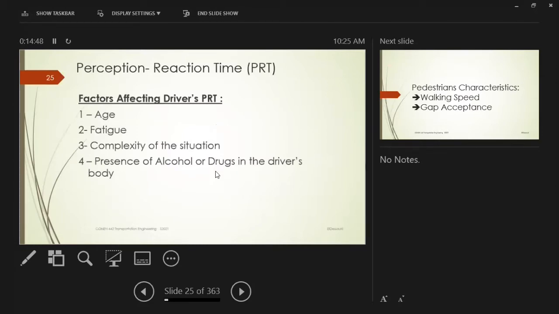Okay, now perception reaction time. What are the factors that affect the value of perception reaction time? First, age. Second, fatigue. If the driver is tired or has not been sleeping and is driving for a long distance, he or she takes a longer perception reaction time. Also, the complexity of the situation. If the situation is straightforward, fine, but if you have to make choices, if the situation is complex and you have to make difficult choices, then it takes longer. The fourth one, which is the most critical one, is the presence of alcohol or drugs in the driver's body. That means if the driver is intoxicated with alcohol or on drugs, basically his perception reaction time will go high.